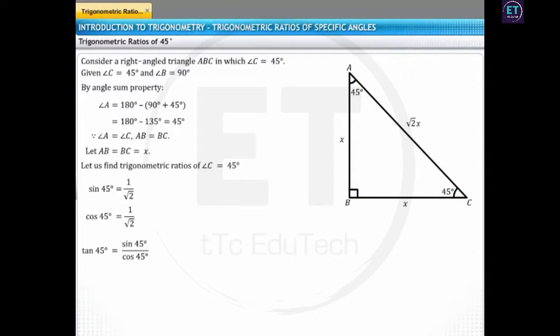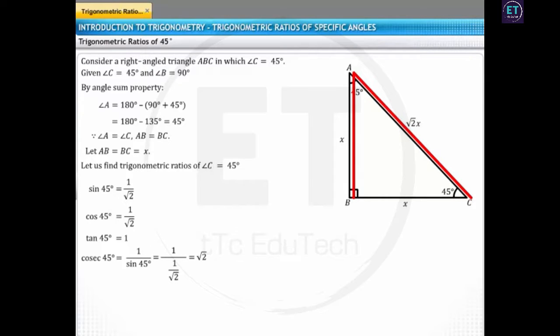Now, tan 45 degrees is equal to the ratio between sine 45 degrees and cos 45 degrees. Since sine 45 and cos 45 are both equal to 1 by root 2, tan 45 is equal to 1. Cosec 45 is equal to the reciprocal of sine 45 degrees. Thus, cosec 45 is equal to root 2.